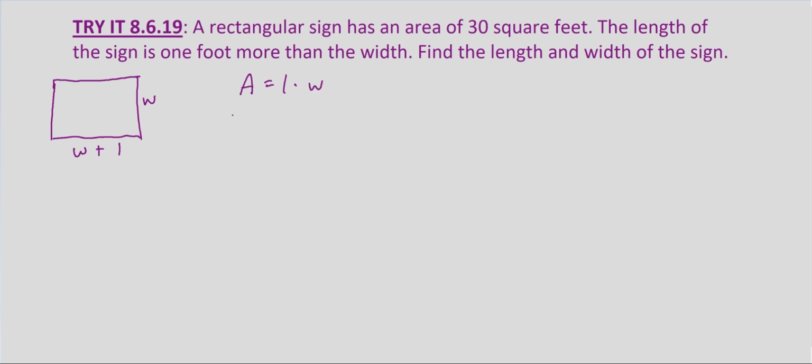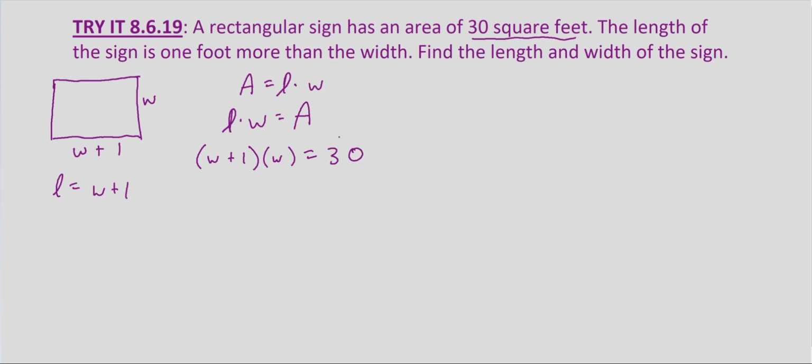And I'll go ahead and switch that around. Length times width equals area. And the reason I'm doing that is because we have our quadratic on the left-hand side if we have length times width. So our length, I guess I should write this as W plus 1 so it doesn't look like a 1. So length times width equals area. But our length equals W plus 1. So if we substitute that in here, we end up with W plus 1 times width equals, and we're given that our area is 30 square feet, so that equals 30.